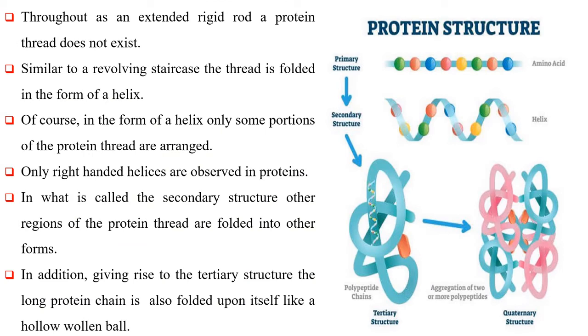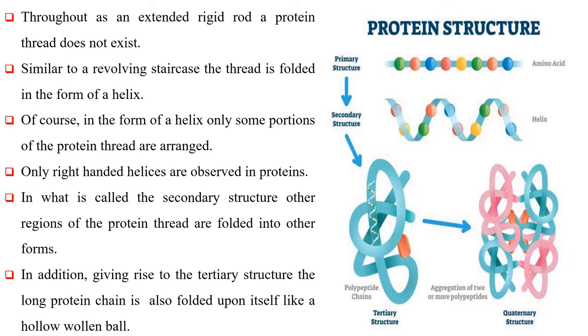A protein thread does not exist throughout as an extended rigid rod. Similar to a revolving staircase, the thread is folded in the form of a helix. Of course, only some portions of the protein thread are arranged in the form of a helix. Only right-handed helices are observed in proteins. In what is called the secondary structure, other regions of the protein thread are folded into other forms.